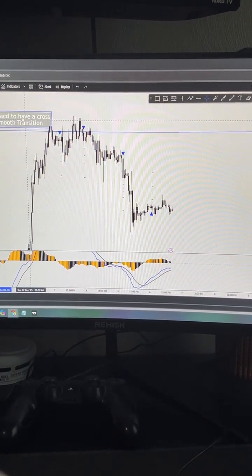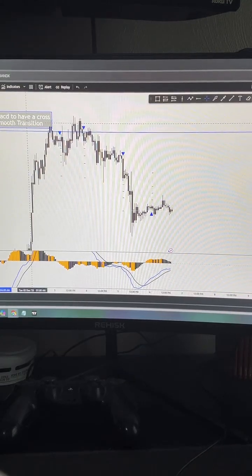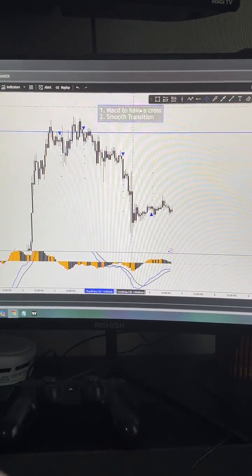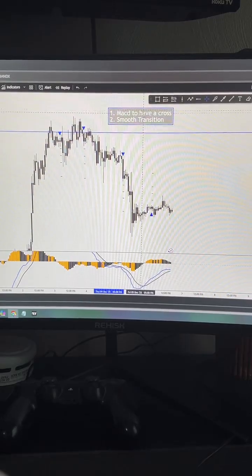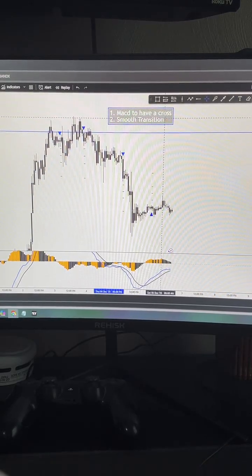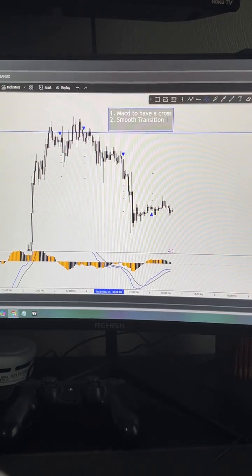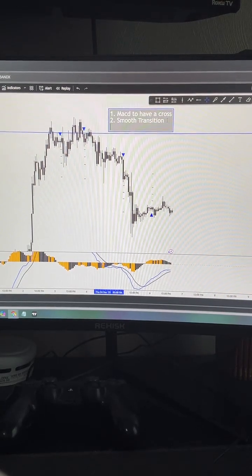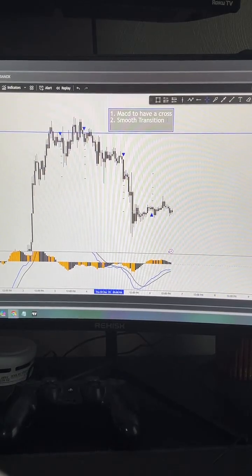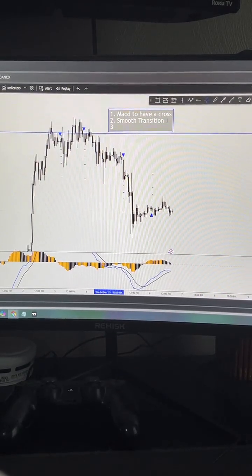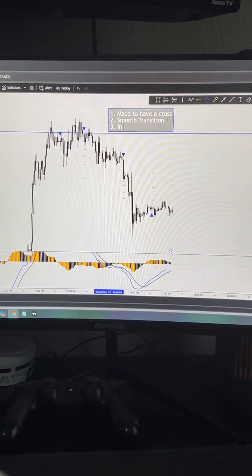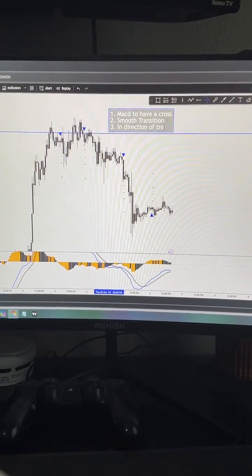So yes, like I said, you're going to want the MACD to have a cross. It's going to have the smooth transition. What's 3? Oh, you want it to be in the direction of the trend. 3, you want to be in direction of trend.